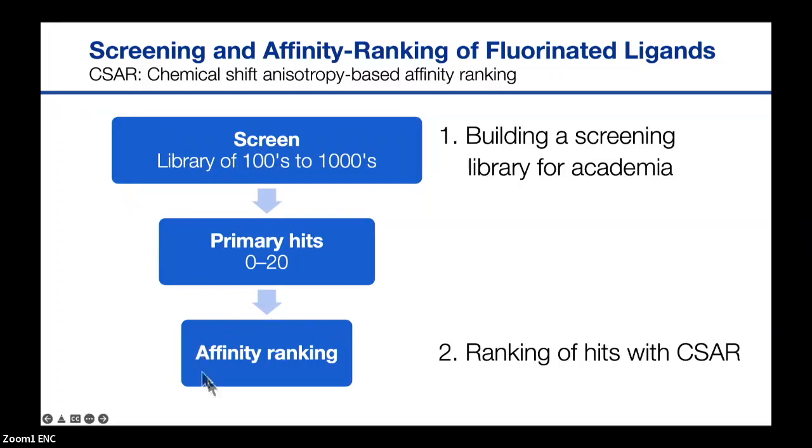And for this, we need to get the affinity of the ligand. And this is usually done, or actually the only good way to do this is to do protein-observed titration experiments. You need isotope labeled protein, which is very difficult sometimes to get for human protein targets. And what I want to talk about today is first, how we built a screening library for fluorine screening in academia. And then we actually came up with a new way of doing very efficient ranking of the affinities of these ligands.